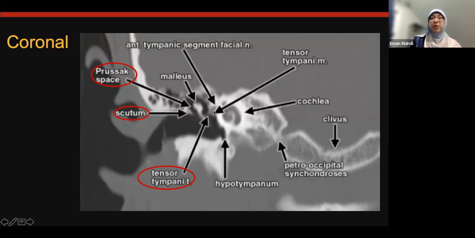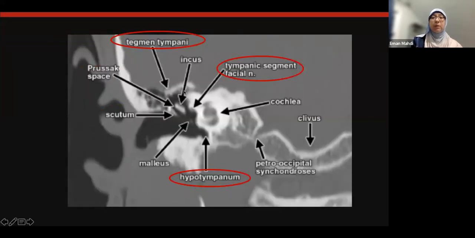We have another structure which is within the mesotympanum. It's the tensor tympani muscle and tendon. It's important to pay attention that this comes in a different cut than when we will see the stapes, so don't mistake this for the stapes. The stapes sits on the oval window, as we will see soon.